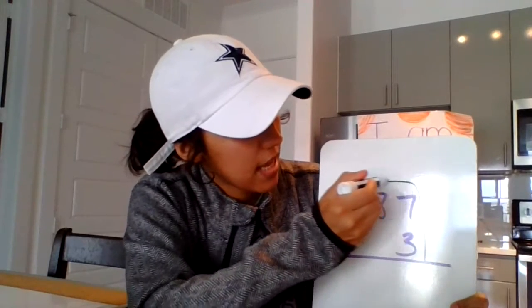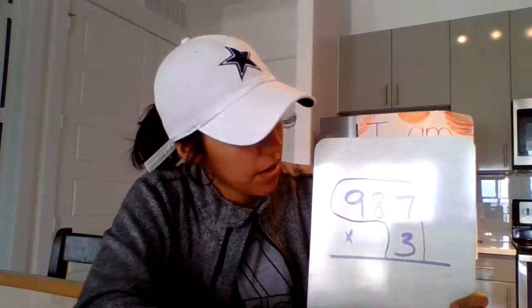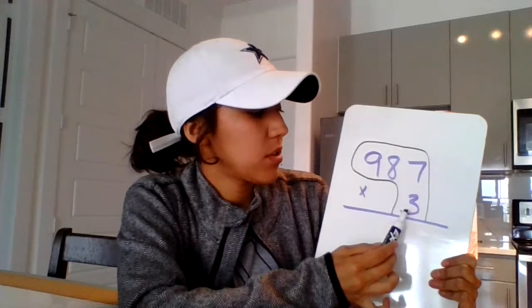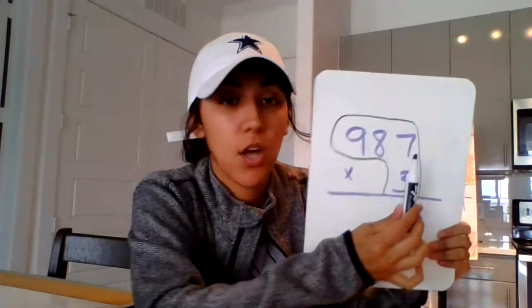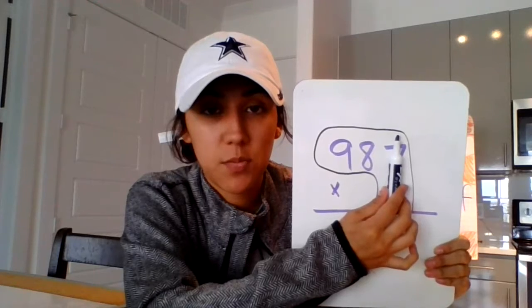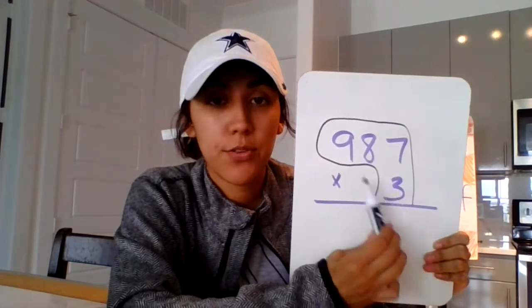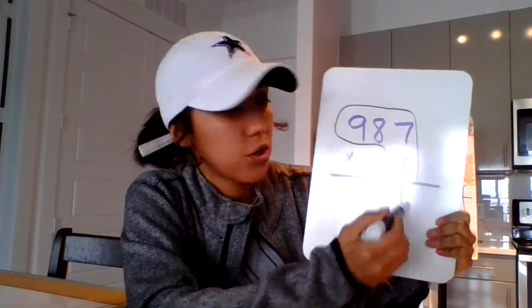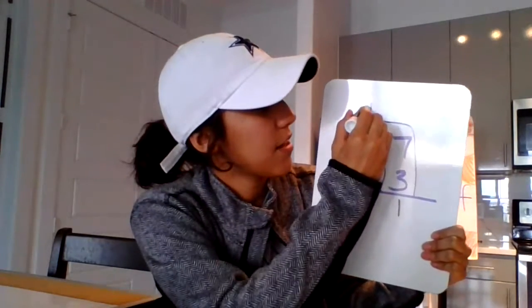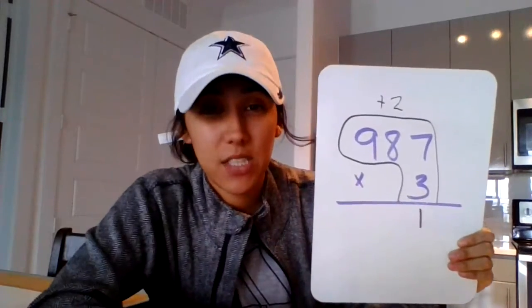Okay, so we set it up in the standard algorithm way, aka the turtle method. And we're going to multiply the 3 times all of these numbers, starting in the lowest place value, which is the ones place, and then the tens place, and then the hundreds place. So here we go. 3 times 7 equals 21. Drop the 1, carry the 2 onto the next place value.